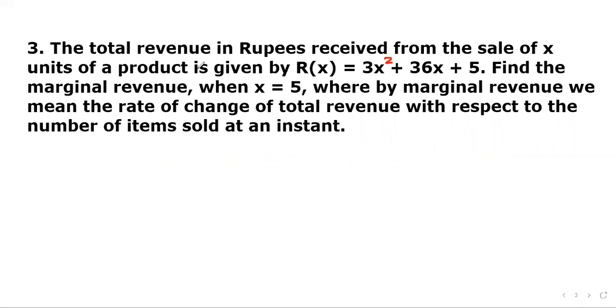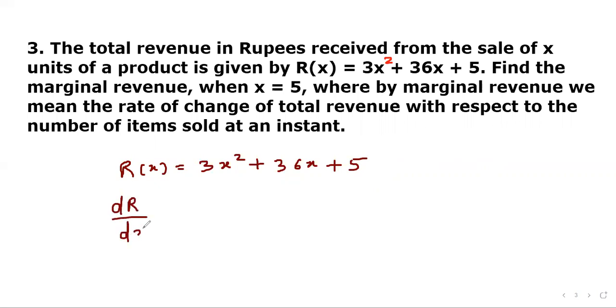Consider the next question. The total revenue in rupees received from the sale of x units of a product is given by R(x) equal to 3x square plus 36x plus 5. Now, find the marginal revenue, that is dR by dx. R is a function of x, so we differentiate it: 6x plus 36. Here, x is given as 5, so we can put this value here and we will get the answer.